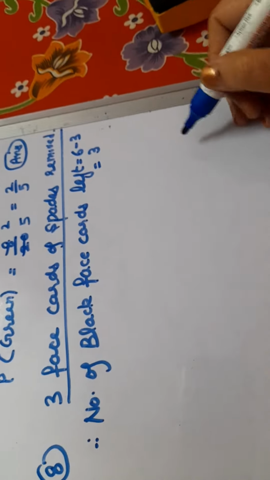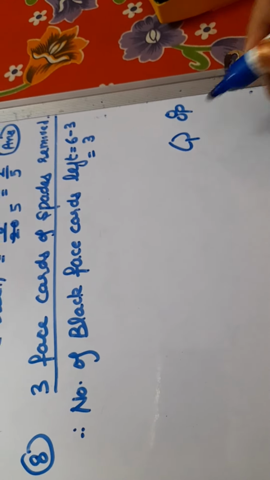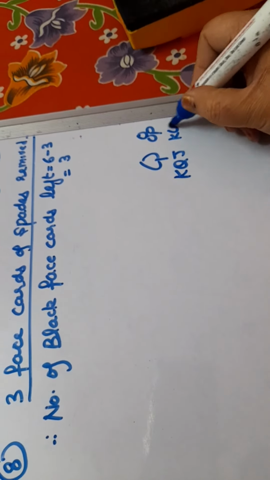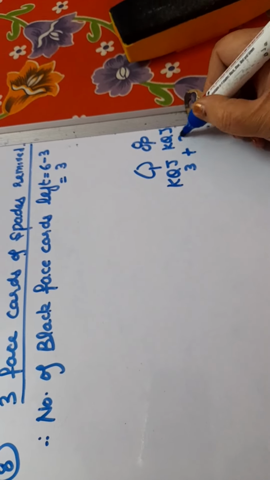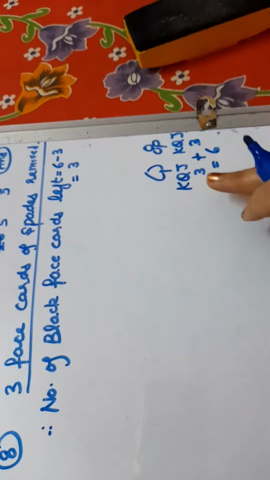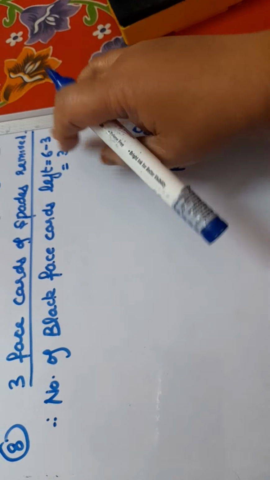Students, we have 2 types of black suits. This is club and this is spade. King, queen, jack, king, queen, jack. So 3 face cards of spade and 3 of club, total 6 cards are there. These 3 cards have been removed. So the number of remaining black face cards is 3.